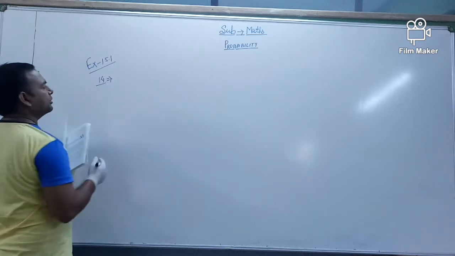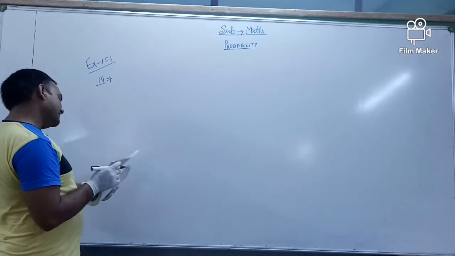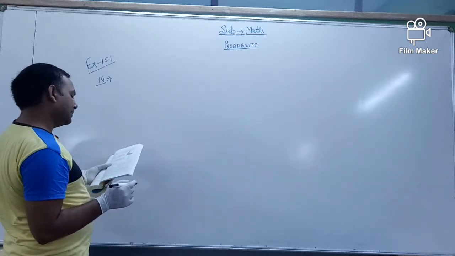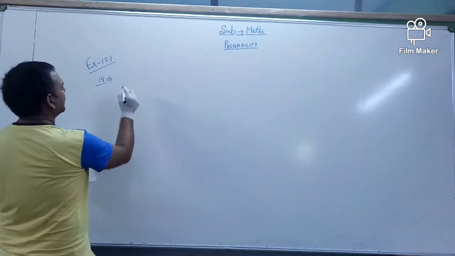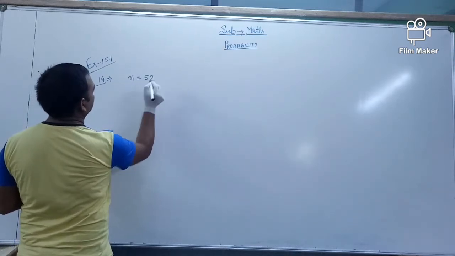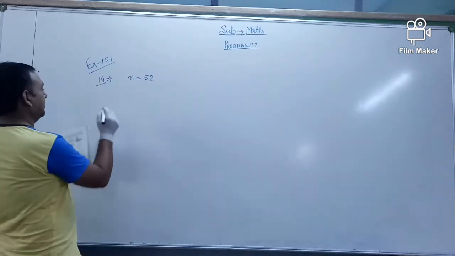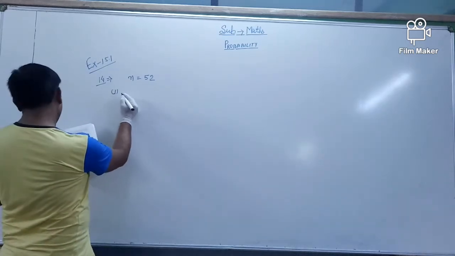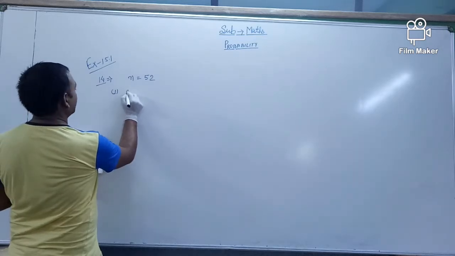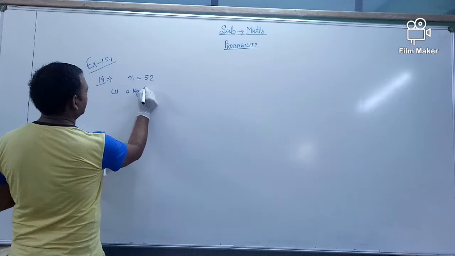This is the question related to the cards. One card is drawn from a well-shuffled deck of 52 cards. Total number of the cards n is equal to 52. Find the probability of getting: first, a king of red color.